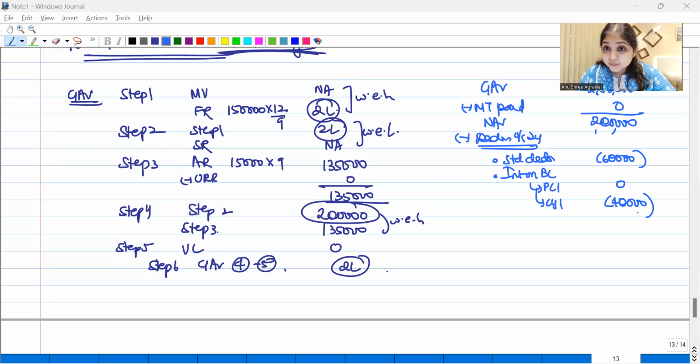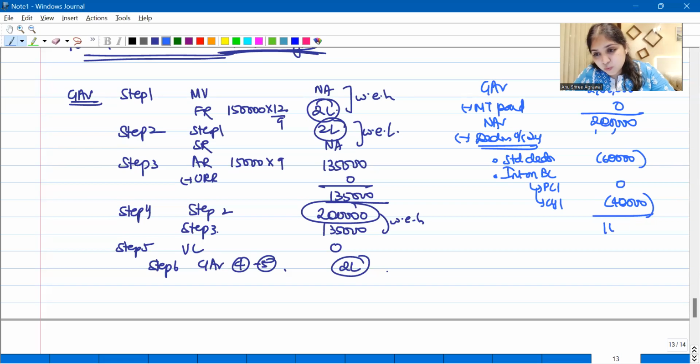Why? Because it is a let-out property. It is not a self-occupied property. So straight away, I'll subtract this. What is my number going to be here? 1 lakh rupees. 1 lakh rupees is my IFHP.